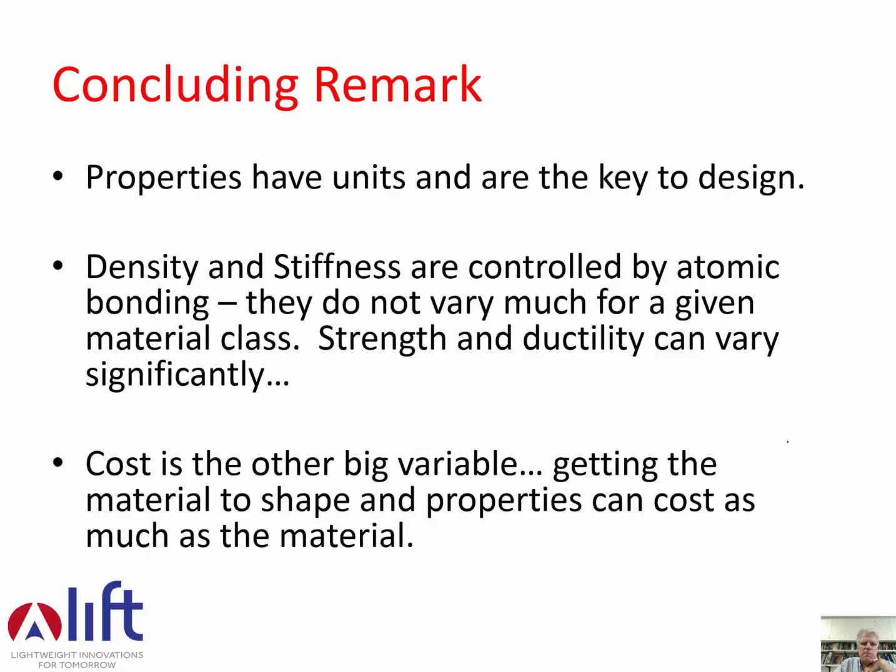So I want to sum up there. Properties and units are the key to design. Density and stiffness are controlled by atomic bonding. They don't vary much for a given material class. All aluminums have about the same density and stiffness. Strength and ductility vary all over the place depending on how the material was processed. And again, these properties can be described by units.